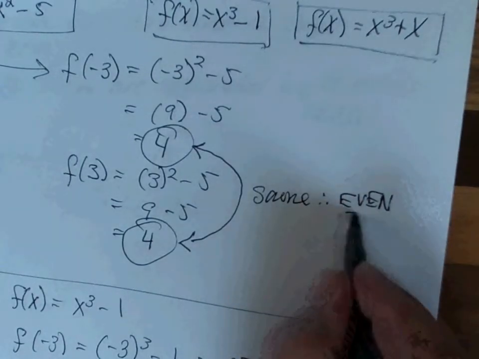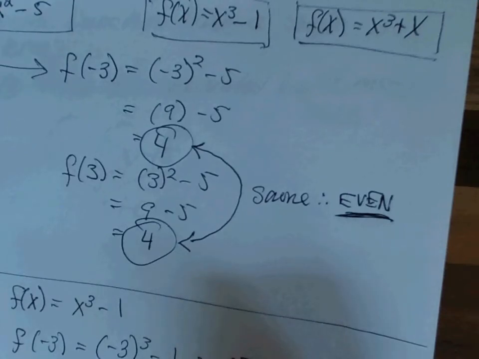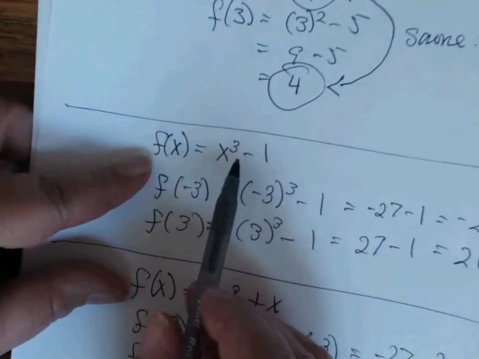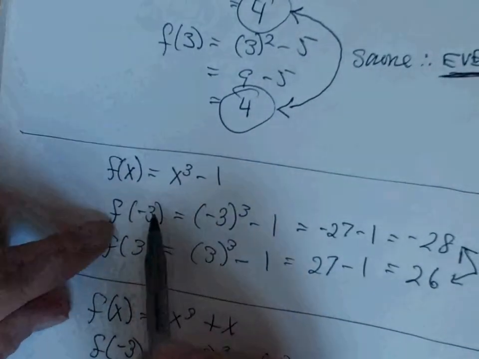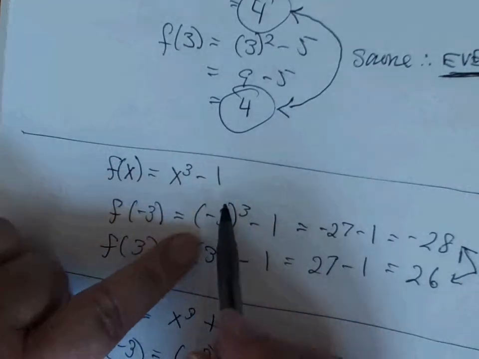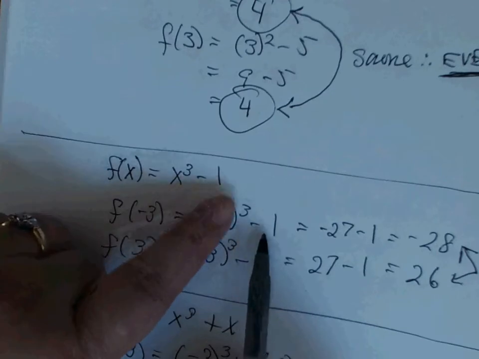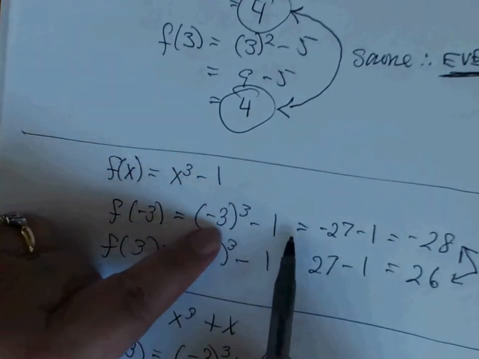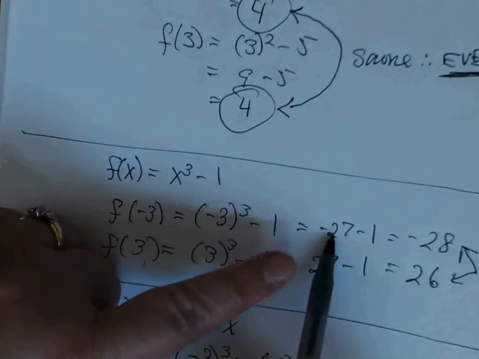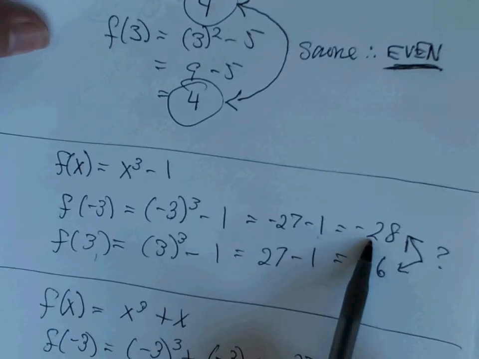Okay, this is the easy way of doing this. I'm showing you the easy way. Okay? Next, let's do the next function, x cubed minus 1. Let's do the same two numbers, -3 and +3. If you input -3 into your function, -3 cubed minus 1, that would be -3 times -3 times -3, which equals -27, minus 1 equals -28.